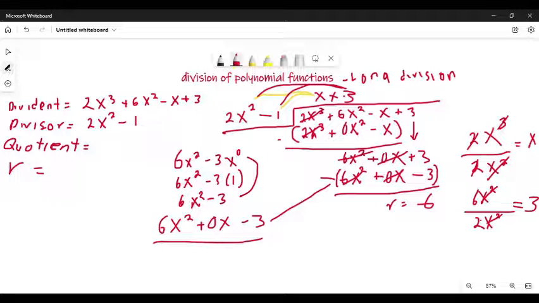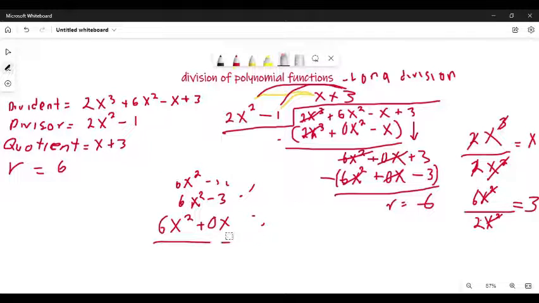So you write your quotient there. Your quotient here is what? X plus 3, and your remainder is just what? 6. So with that, we can now write our answer in the required format.